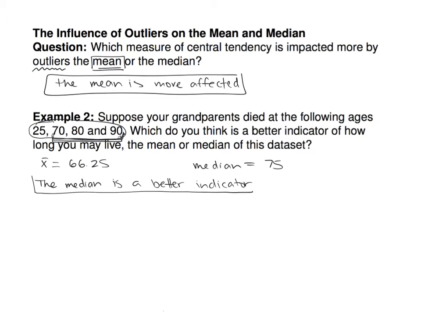Perhaps that 25-year-old grandparent was killed in a car accident or a war or some sort of tragic life event and didn't have a chance to live out their potential life for some reason. So you can see how the outlier of 25 drastically lowered the mean relative to the median.